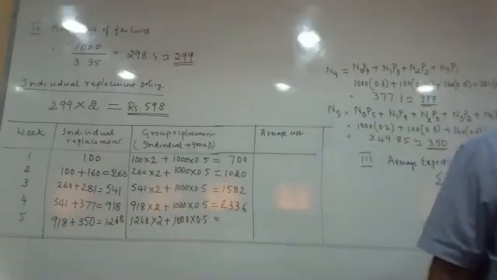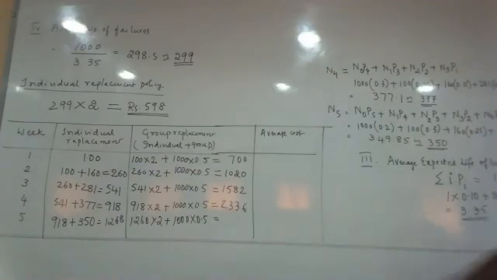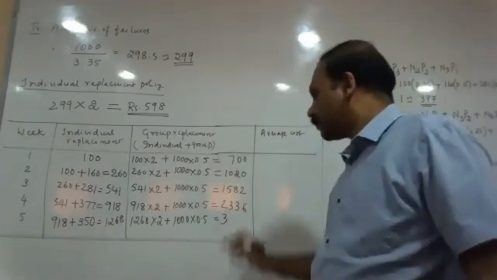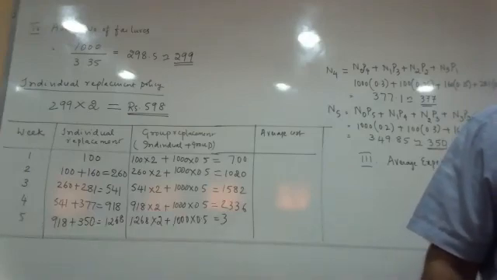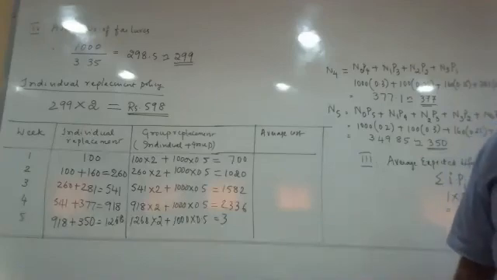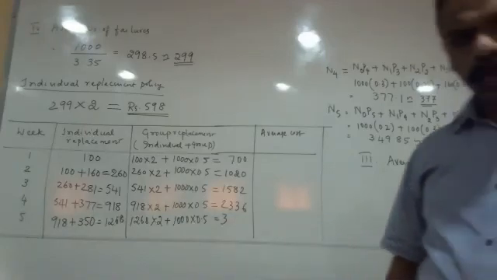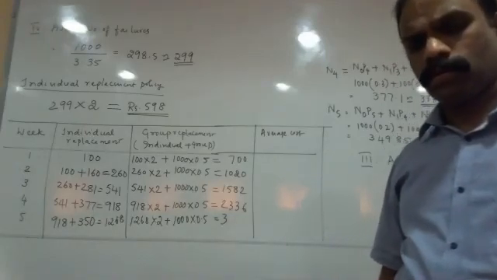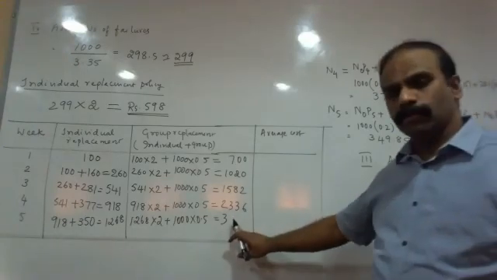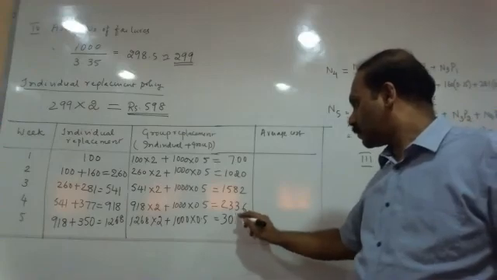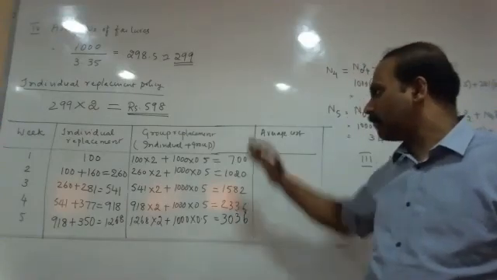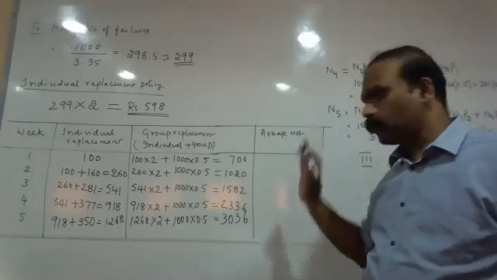How much do we get? 3036. 1036? Screen is not visible. Sorry? Any doubts? Hello? Okay, so what is the answer? 3036. Okay, so we have got all the values of group replacement.